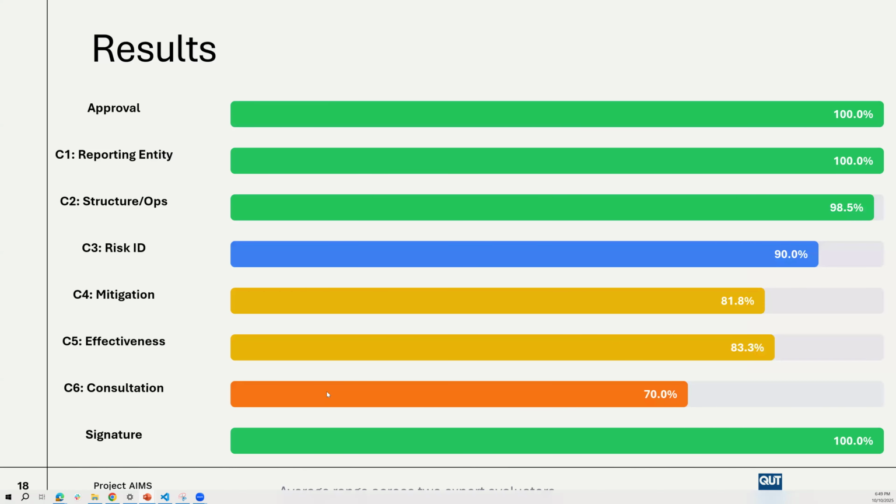And this slide is just to show a different view of the same results, looking at both of the experts and the way they have assessed. We see that for very simple criteria such as approval and signature, the models are really good at answering those questions. And similarly with structure and operation. But when it comes down to measuring effectiveness, all the different descriptions of mitigation and remediation, but also consultation, which is a bit complex because it's not about consulting your own and controlled entities on anything, but about consulting them on the development of this statement.